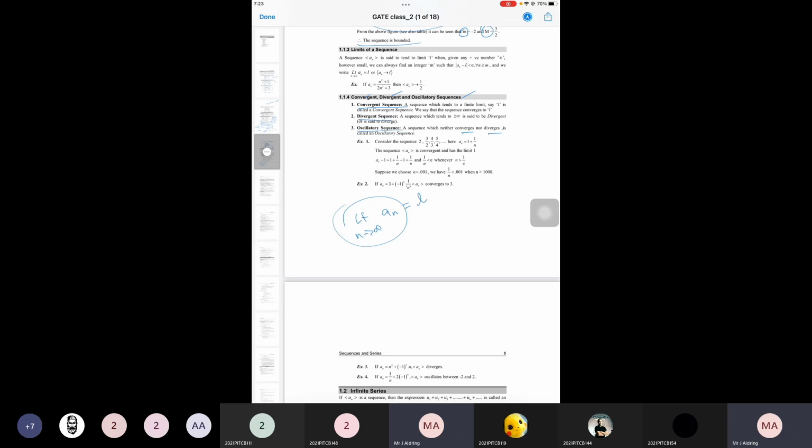That's very important. If a sequence converges to a particular number when you apply the limit, that is convergent. Divergent is when you apply the limit to the sequence and it tends to plus infinity or minus infinity. Then an oscillatory sequence is one that neither converges nor diverges clearly; we cannot conclude whether it is convergent or divergent. That sequence is an oscillatory sequence.